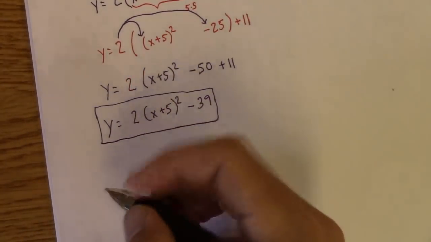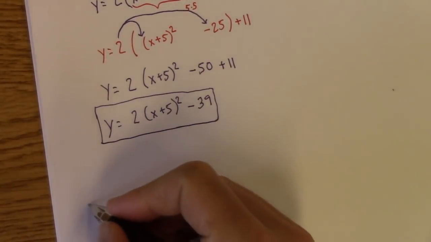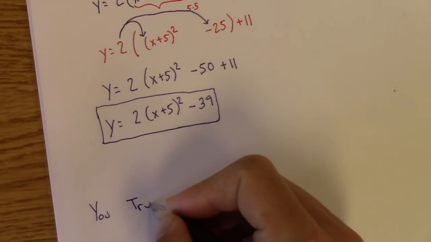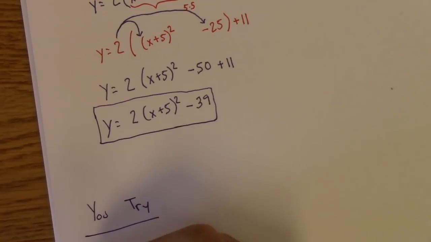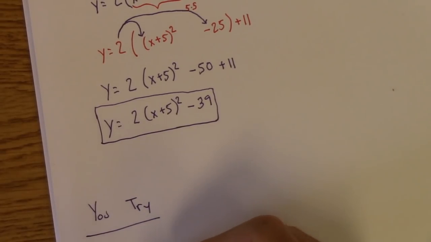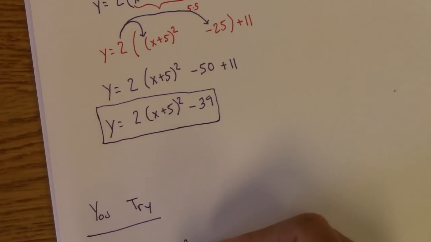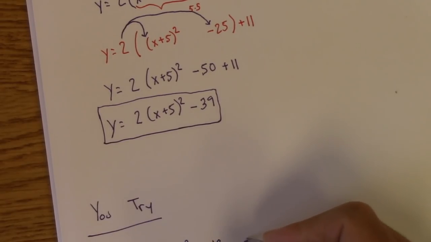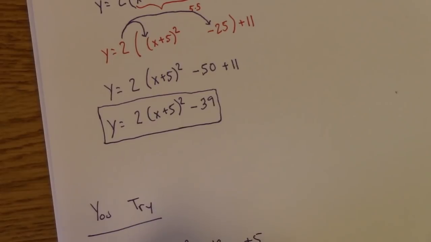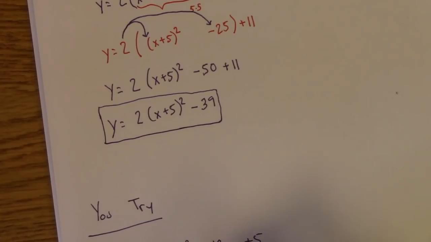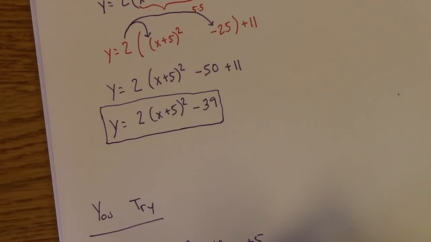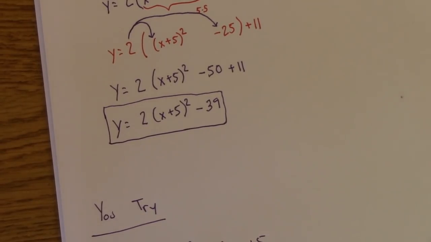So these 3 are the following. So you try. Write these down. Take a moment and give each one a try. Problem A, y equals -3x squared plus 18x plus 5. B, y equals 1/2 x squared plus 6x plus 10. And C, y equals 2x squared plus 10x minus 4. So give those 3 a try.